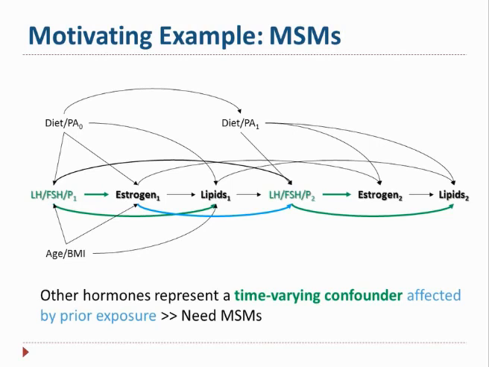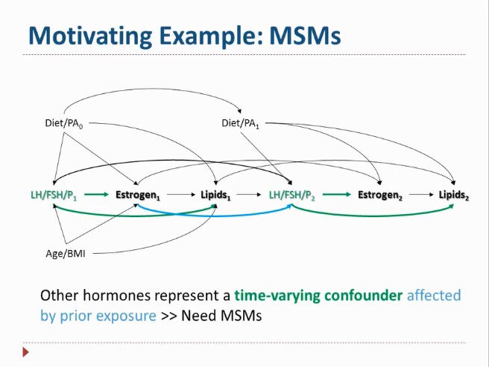So we know that there are other factors. And then we're going to look for some of those structures, the confounding and selection bias that we were talking about earlier. And here we see that the other hormones represent a time-varying confounder. They're varying from one cycle to the next, and they're affected by prior exposure.